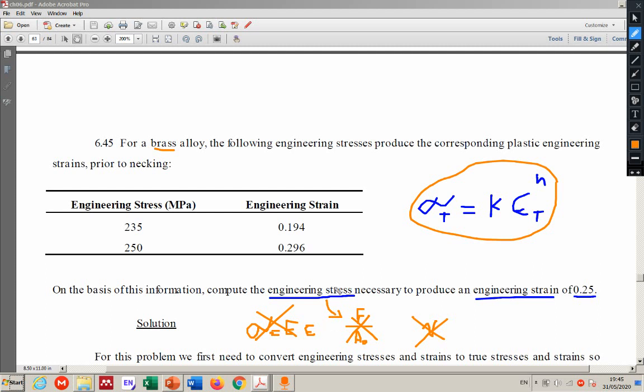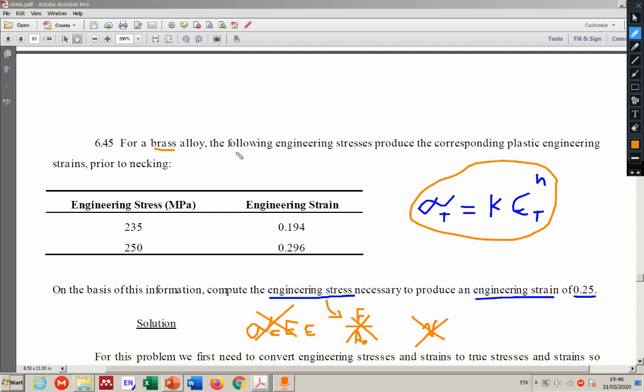So how would you solve this one? You have to use this equation in order to get to these things. So you cannot directly find engineering stress for this engineering strain. The mediator between them is this equation. So you have to find the true stress, then you can come back to engineering stress.